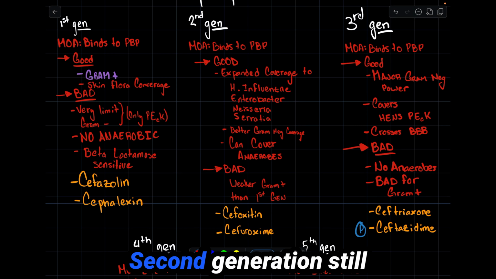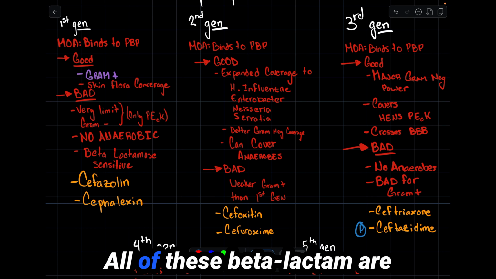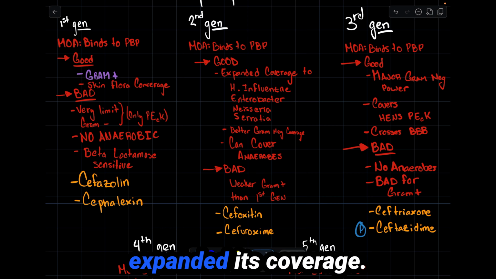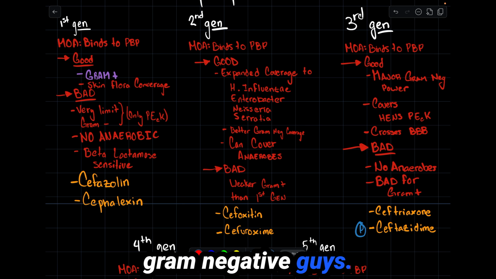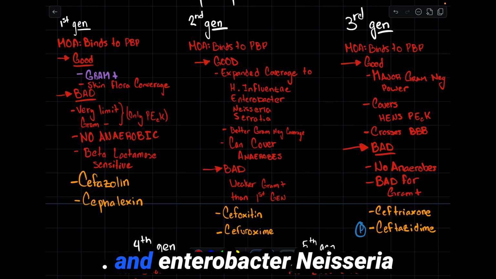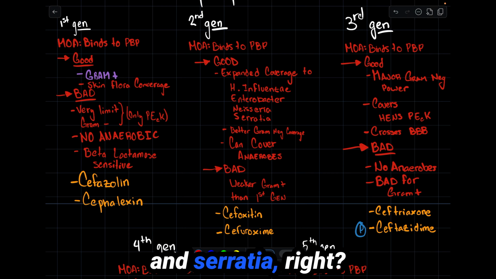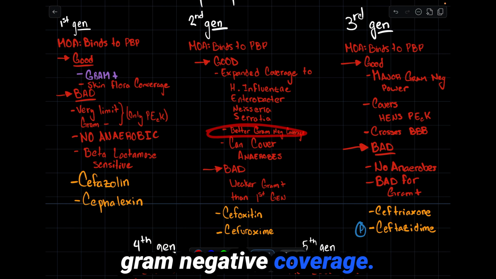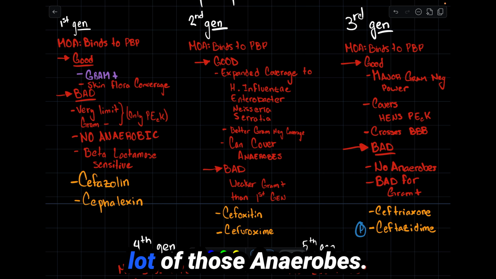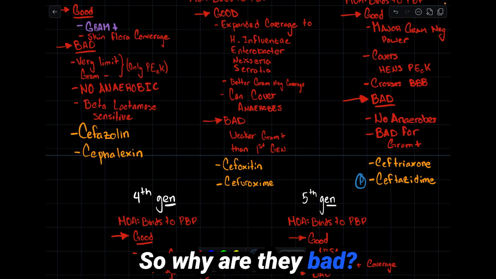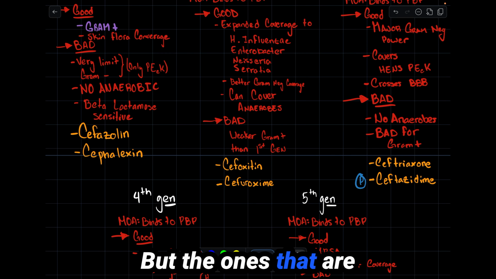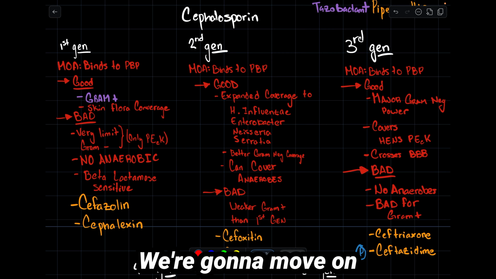Second generation still binds to the penicillin binding protein. All of these beta-lactams are going to bind to that penicillin binding protein. But it's good because it has expanded its coverage to a couple more gram-negative guys. So now we can add to that list the HENS, right? So Haemophilus influenzae, Enterobacter, Neisseria species, and Serratia, right? So they have a better gram-negative coverage. And these guys also have the ability to tackle a lot of those anaerobes. So why are they bad? It's because they have weaker gram-positive coverage than the first generation. But the one that is important to know is cefoxitin.